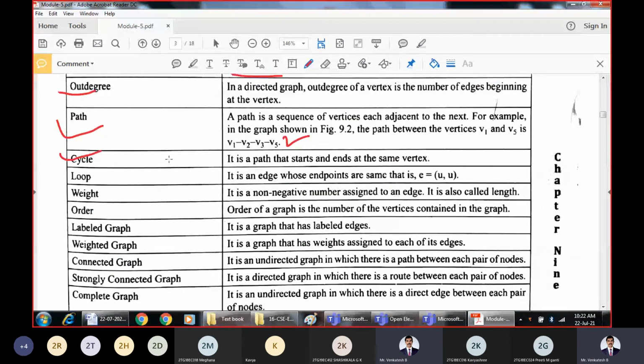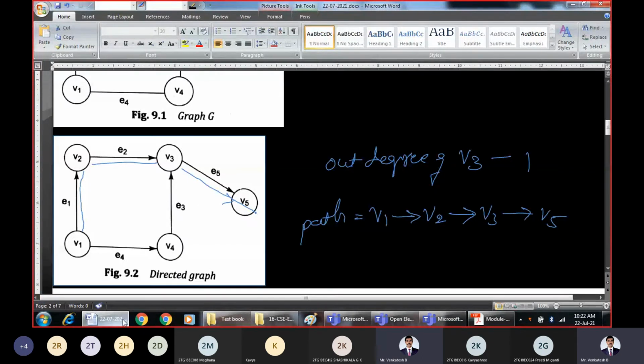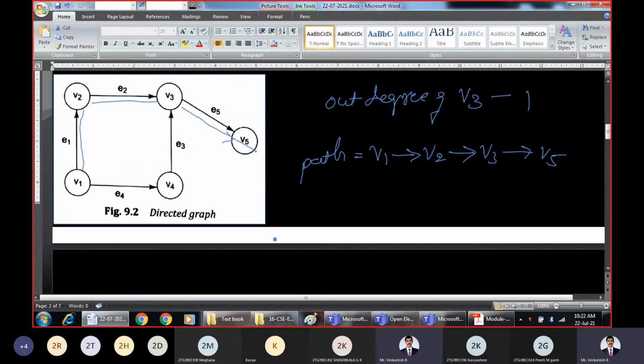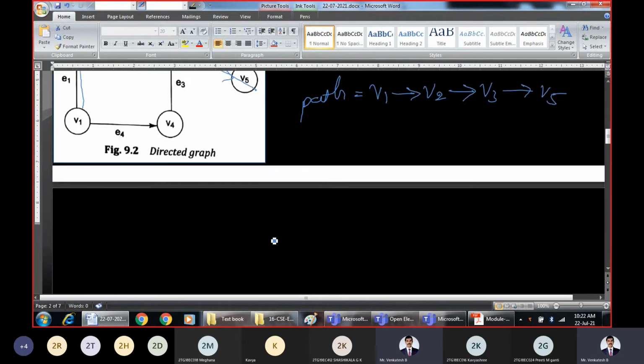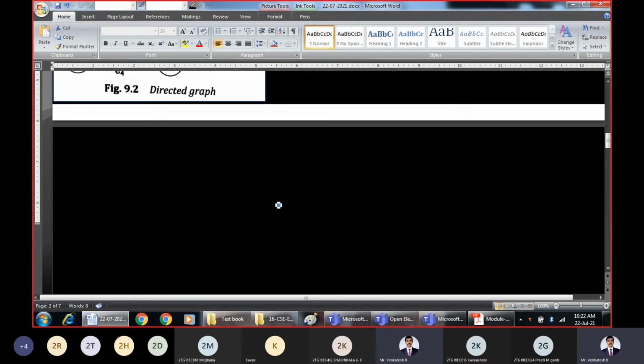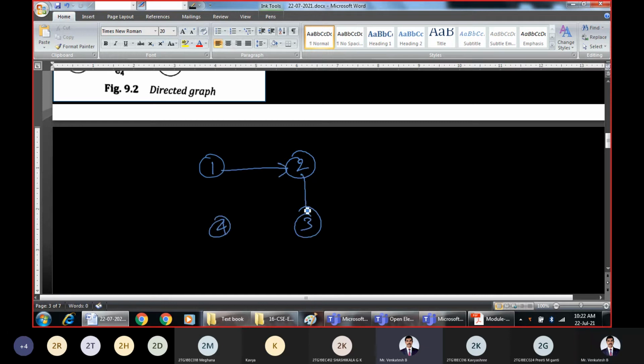Now cycle. As the name itself says, it is a path which starts and ends at the same vertex. In this example, a cycle cannot be shown here. A cycle is an entity in which the path starts and ends at the same vertex. For example, 1, 2, 3 and 4. This is one example of a cycle.